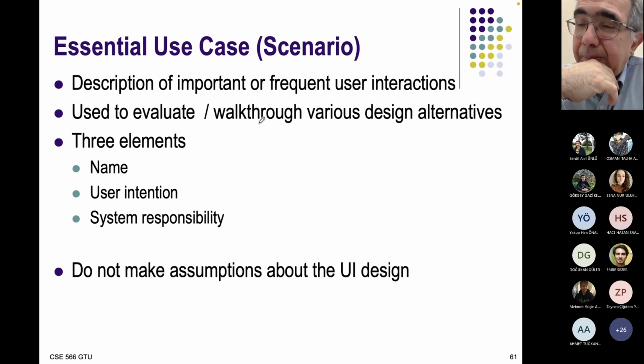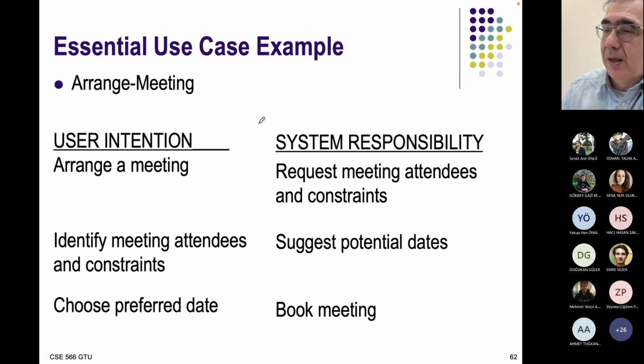Essential use case means description. What is the task, what the user wants, and what the system should do. This gives you an idea about how I am going to organize the interface. That is what we call a scenario. An example is arrange a meeting. I want to arrange a meeting, and the system should request meeting attendees and constraints. Identify meeting attendees and constraints, the system suggests potential dates, the user chooses the preferred date, and the system will book the meeting, send the messages, etc. So this is how a meeting set by the calendar should function. This is a scenario.